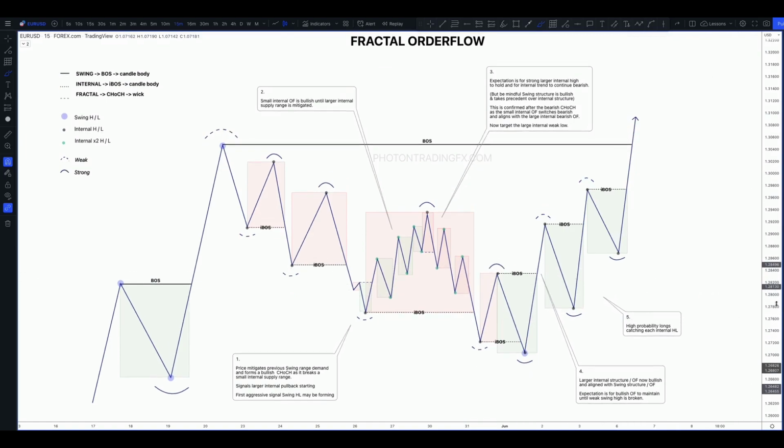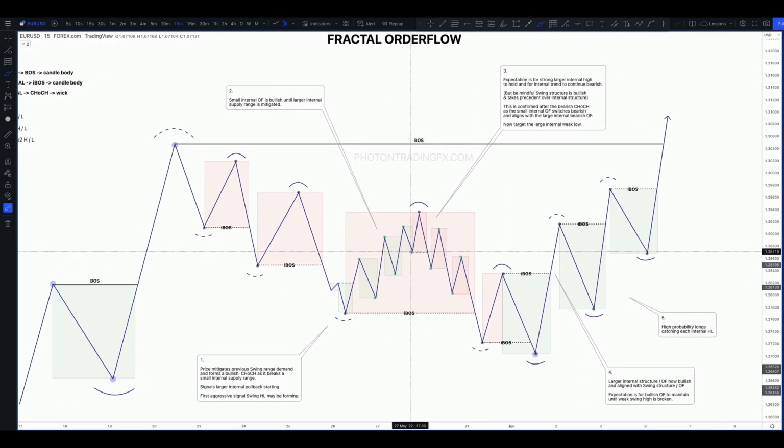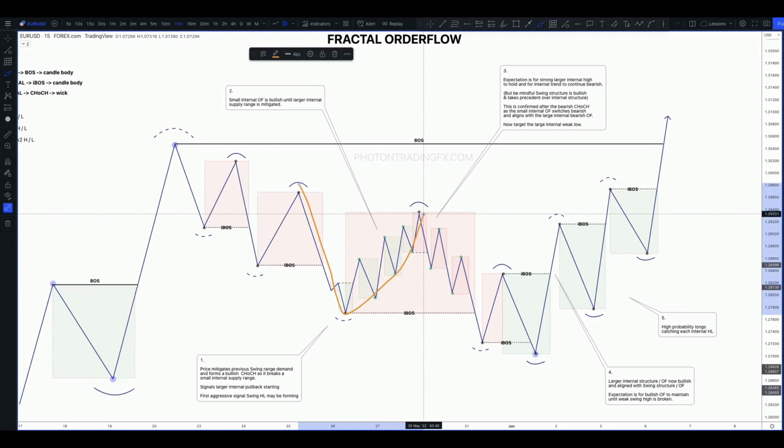Now, what I will say is this might not necessarily be a CHoCH. That might be a small IBOS, right? It depends on how big price is. So I appreciate that might be confusing for some people. So what do I mean? Well, we know we have this big swing movement down, then internal movement down, and then we have internal movement back up. Now, in a real-life price action example, imagine this small bullish internal order flow here is, I don't know, 5 or 10 candles, right? So it's like a visual pullback that you can see and then a movement up. So this movement here, we could call it an IBOS, right? It's just a small IBOS of the large internal structure, okay?